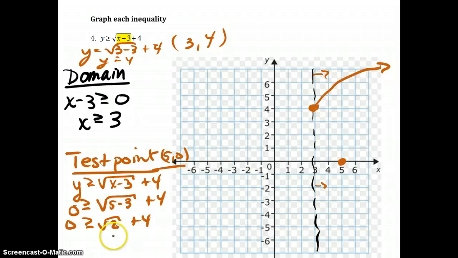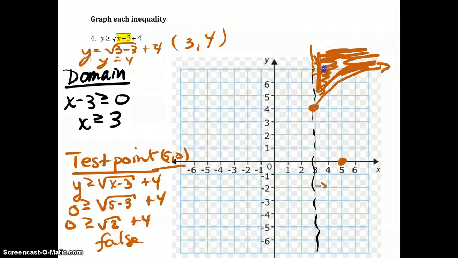We know that this is going to be a positive number, and we're saying 0 is greater than a positive number. That is false. So we look at where our test point is, and we say it has to not be included, so the shading has to occur on the other side of the function. Notice this domain restricts it, and that shading ends right there. And that's how you graph an inequality.